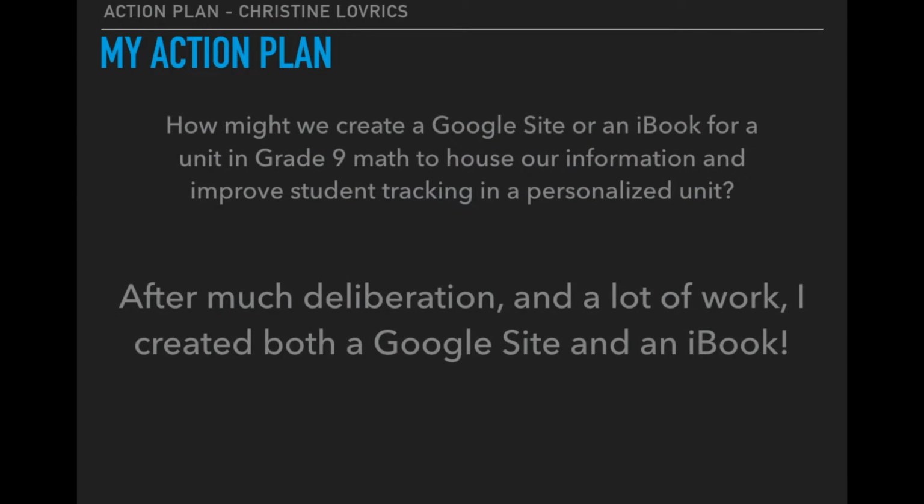So what I actually did was create both a Google site and an iBook. I really wanted to see the difference between them and what I liked about each so that I could continue forward with one in mind.